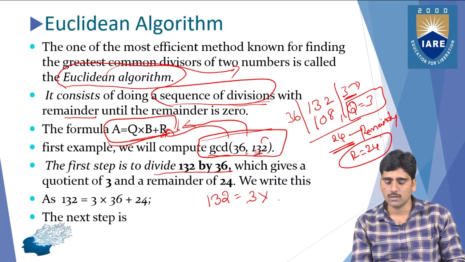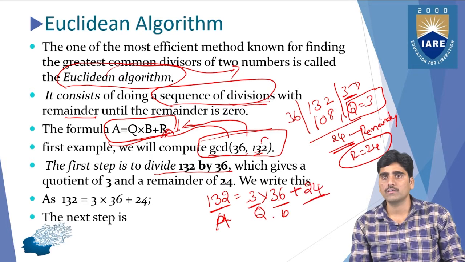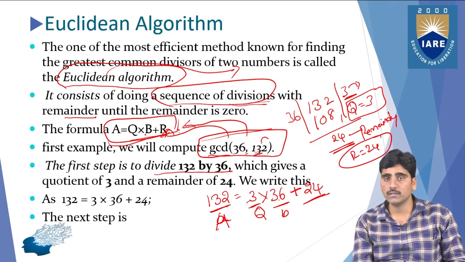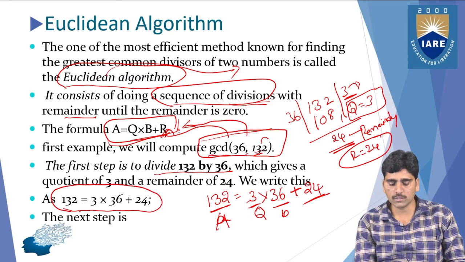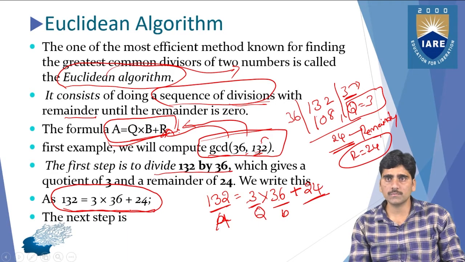So A equals 132, and 132 equals 3 into 36, where 3 is the Q value, and the remainder is 24. We should make this statement fit the formula A equals Q into B plus R. So the step is 132 equals 3 into 36 plus 24.